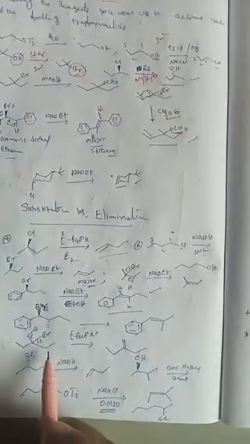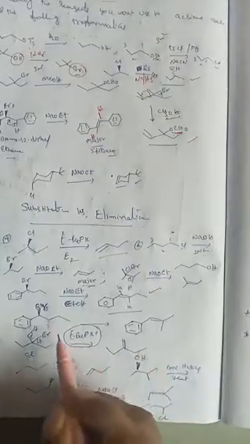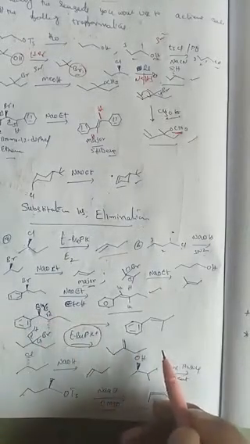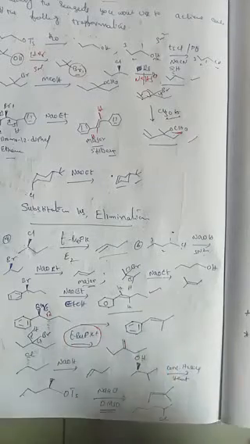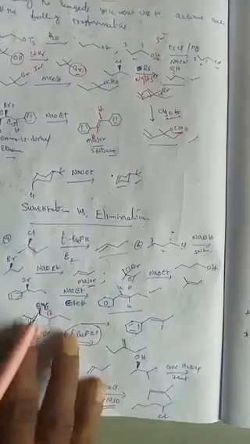And similarly, you can see because of potassium tertiary butoxide, and because here there is no other, only one beta hydrogen is there and it can eliminate, so it can form a product like this. So these are the very important examples.